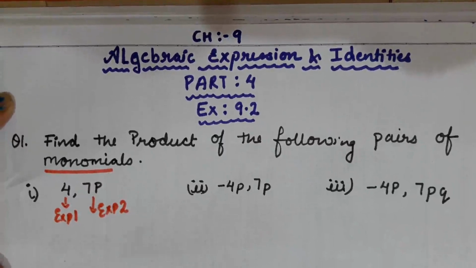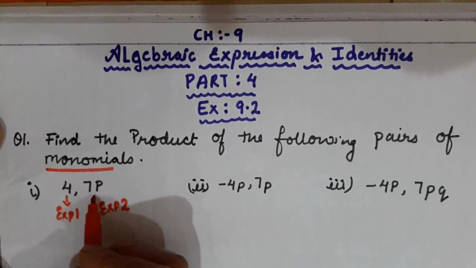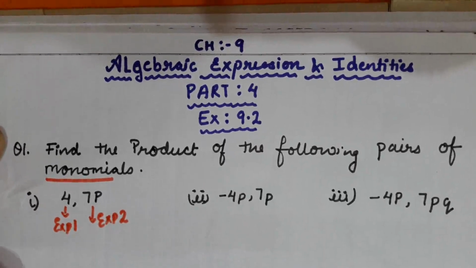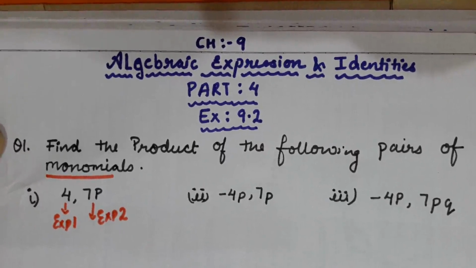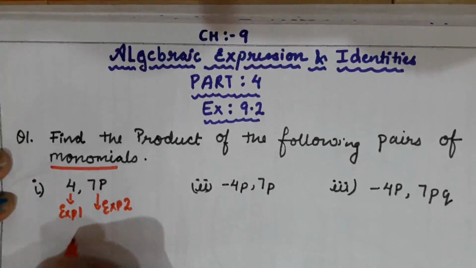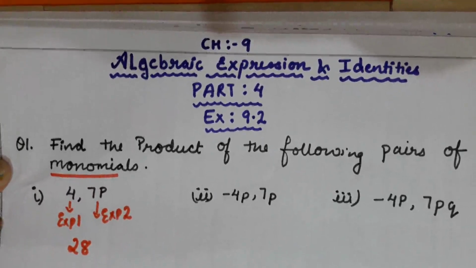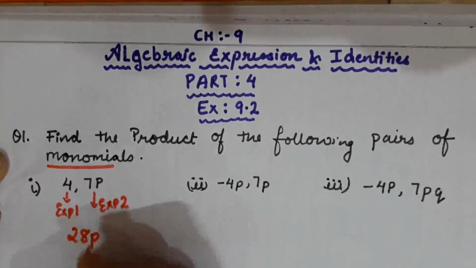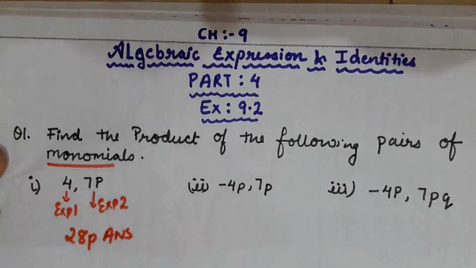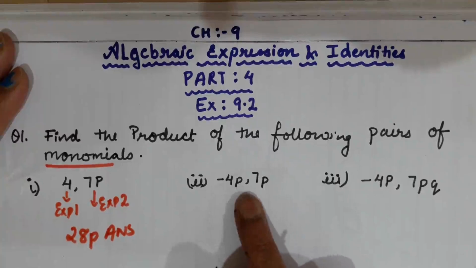So let's multiply. In 4 no variable is there, but in 7p one variable is there. So the numeric value multiplies with the numeric value and the rest of the variables come along with them. 4 times 7 is 28. 4 does not have any variable, but 7 has one variable, so this contains p also. So this will be your answer: 28p. Getting my point? Now the next question is minus 4p, 7p.